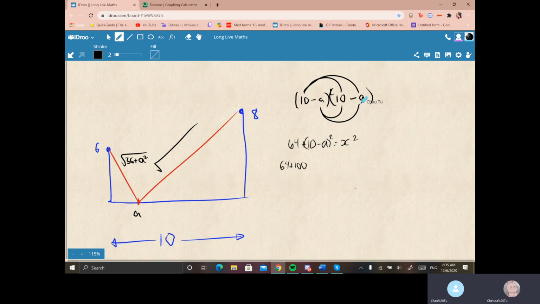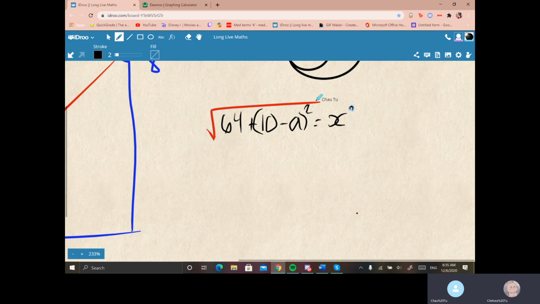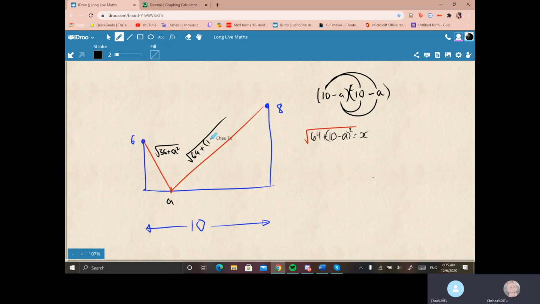Right, Chelsea? If you were to multiply this out, but Chelsea, don't bother multiplying that. Just leave it as it is. We don't need to do it because we're after the length, and the length is really the square root of the whole thing. Is that okay? So we can just leave that. So it would be 64 plus (10 minus A) squared.